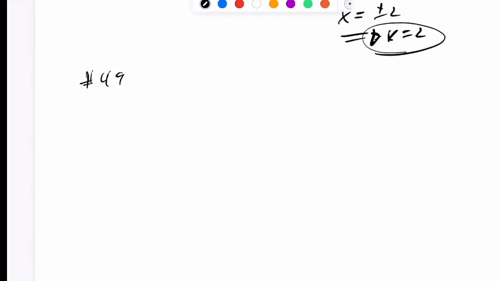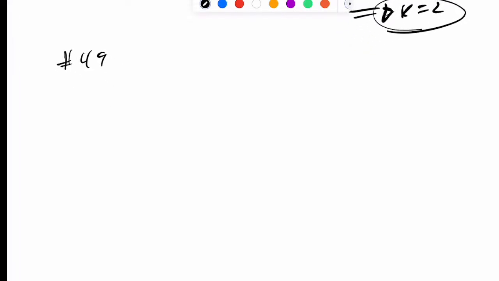So 49 is like a ship question. If you're reading 49, a ship leaves a dock at noon and travels south. Okay, so I've got this dock. I got a ship leaving the dock. It's going south, going 20 kilometers an hour. And then another ship heading east, going 30 kilometers an hour, reaches the same dock.